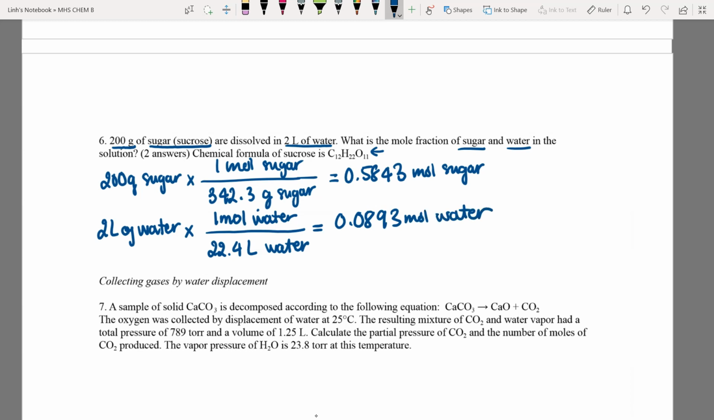So now you can use these moles to find the mole fraction of sugar, and then you're going to use the mole fraction to find the partial pressure of sugar. And then you can do the same thing, use this mole to find the mole fraction of water, and then find the partial pressure of water, just like that.